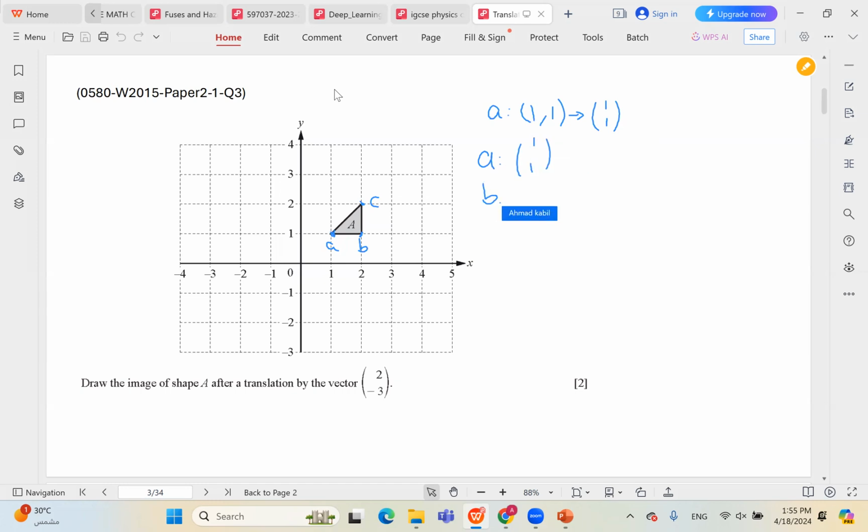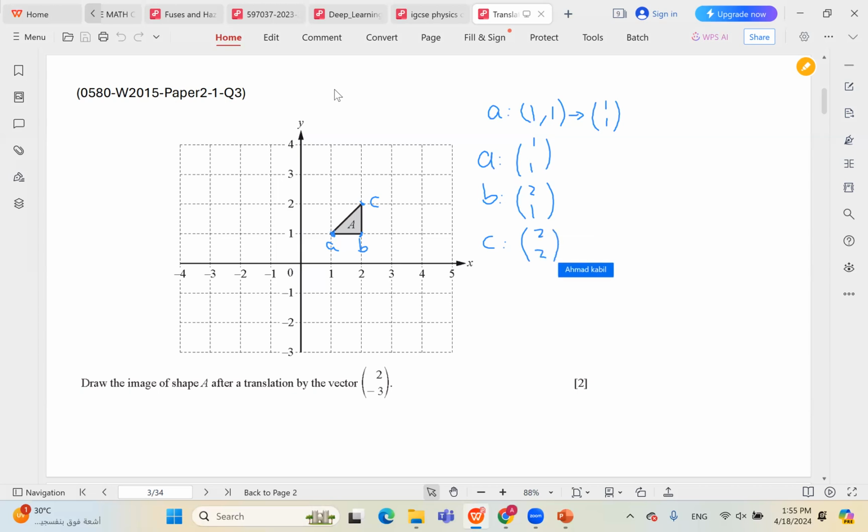B would be 2, 1. The X is on top and the Y is at the bottom. Just like we do with vectors, i and j, x is i and y is j. Finally, C is going to be 2, 2.